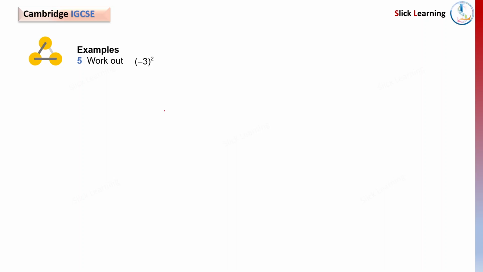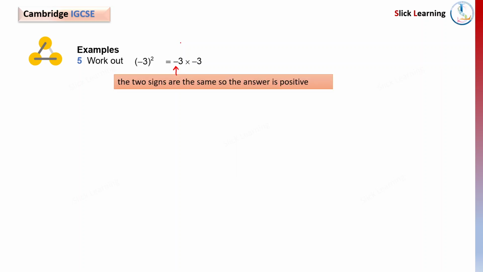Let's move on to when there are numbers with indices, in the case of power. So here, minus 3 to the power 2. It means we are going to multiply minus 3 with minus 3. As we can see now, in expanded form, both have the same sign. So the result is going to be simply plus 9.